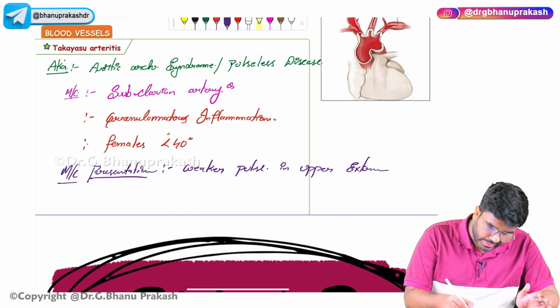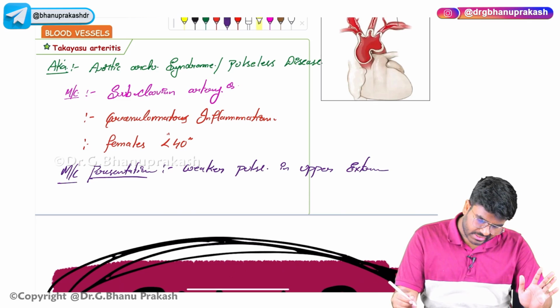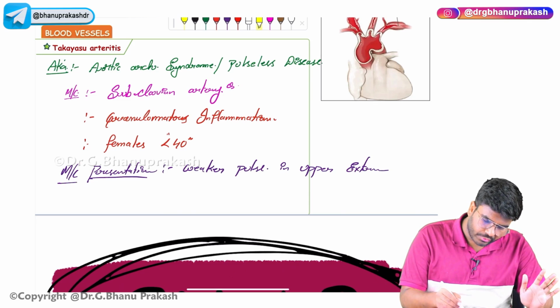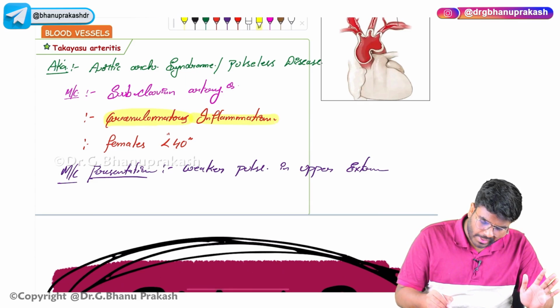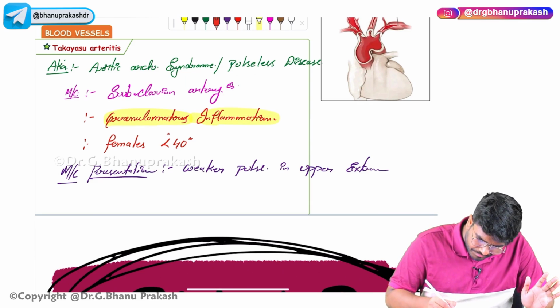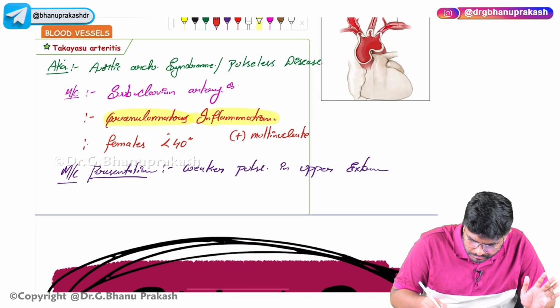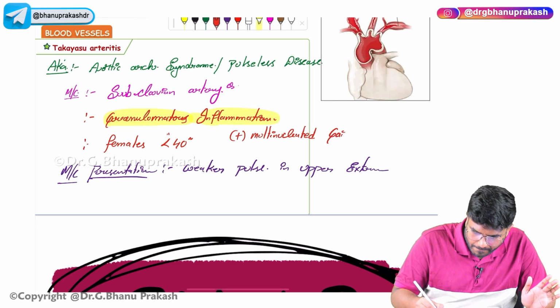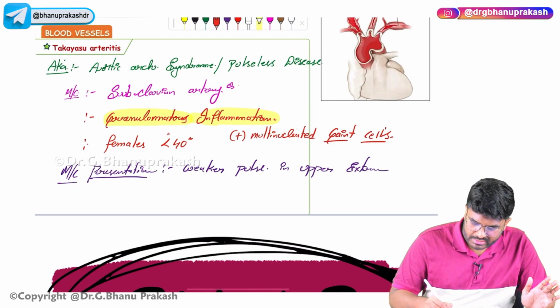If you do microscopic examination, what will you see? You will see multinucleated giant cells as well as granulomas. I have already discussed that. On microscopic examination, granulomatous inflammation is seen along with multinucleated giant cells.